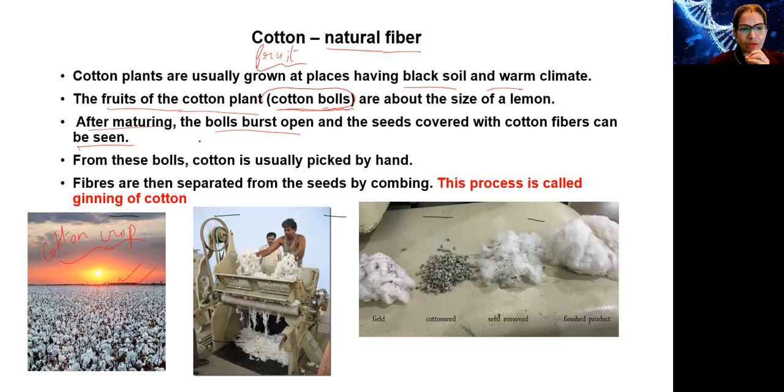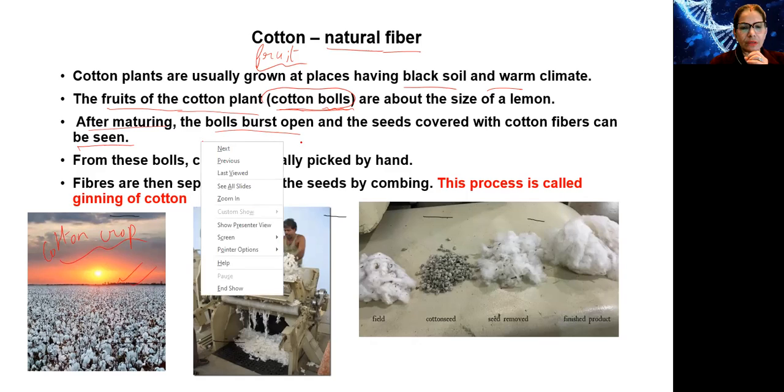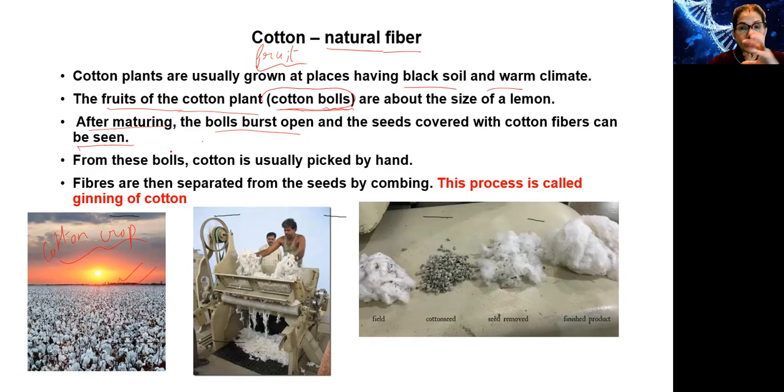So the seed is there, and around the seed there is cotton. But then that seed is removed. So from these balls, cotton is usually picked by hand. Okay. So the cotton ball is the fruit. They mature. Once they mature, they will open out. And inside there is a seed with the cotton. Now that seed with the cotton is removed from these balls by hand. It is not done by machine. Again, it is done by hand only. From each and every cotton fruit, the seed is removed with the cotton.